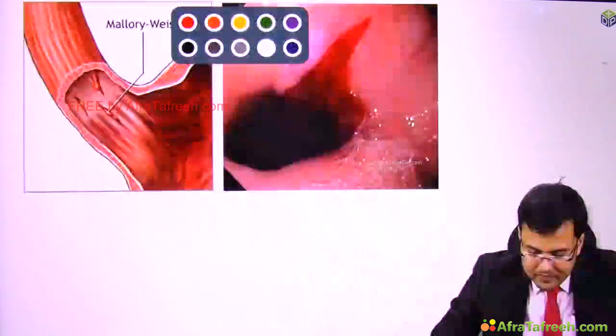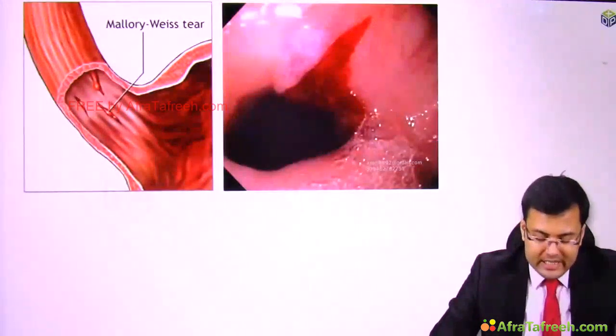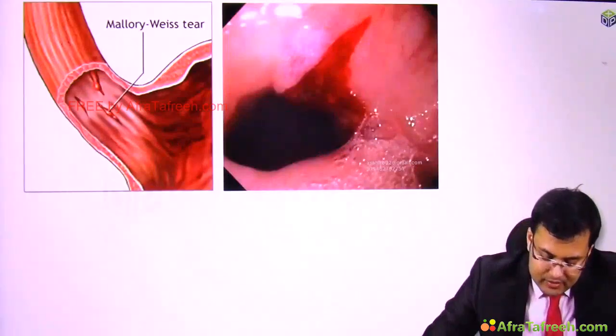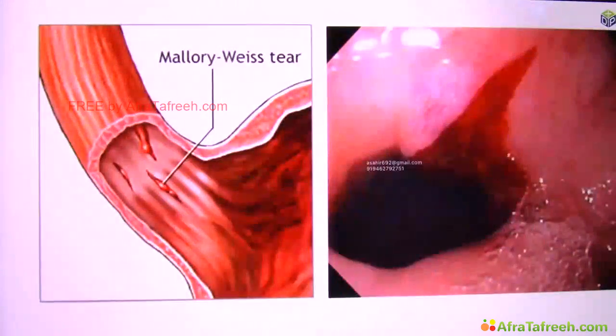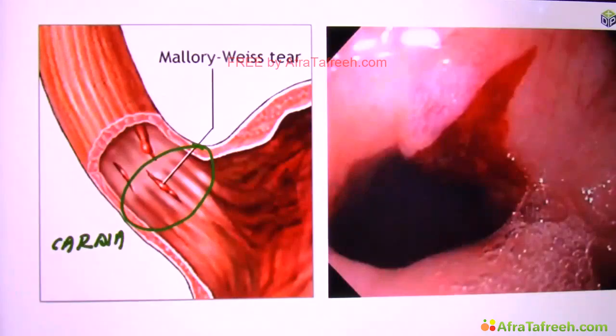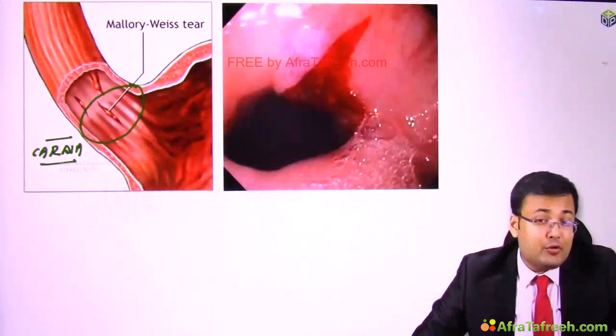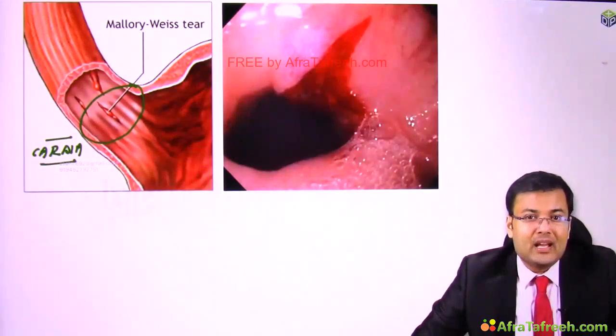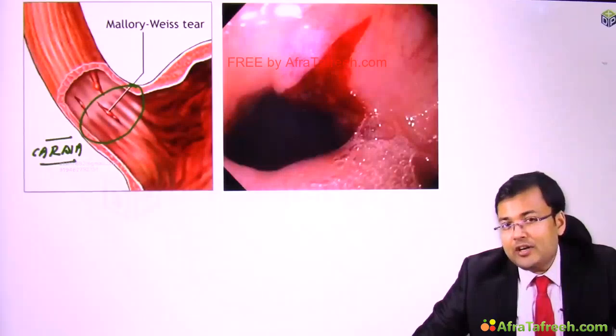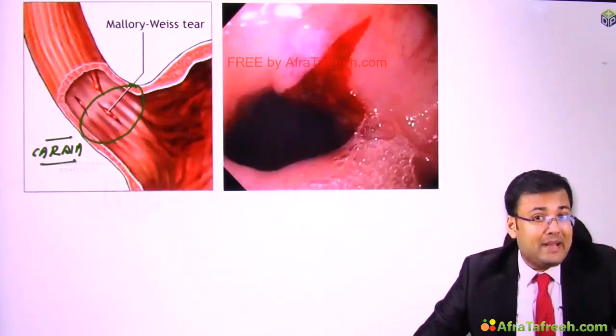First, Mallory-Weiss syndrome. Here there is a partial tear, can you see? And this partial tear is located at the cardia. The most common site is the cardia, just below the GE junction. Since it's a partial tear, it is only involving mucosa and submucosa. Bleeding is minor in the majority of cases, and generally it's a painless condition.